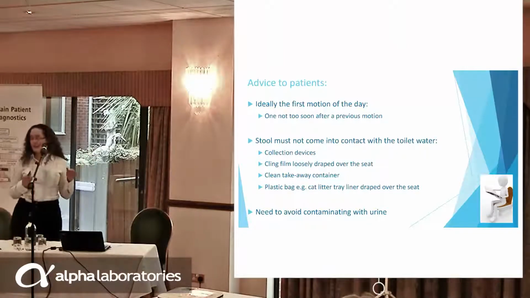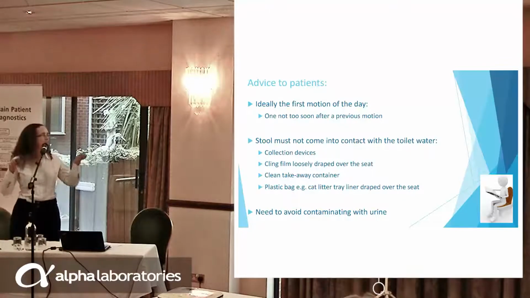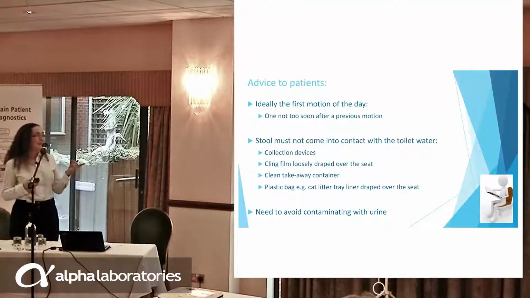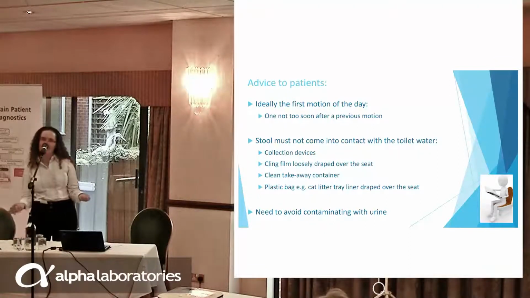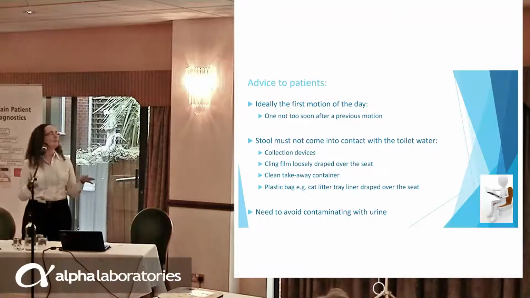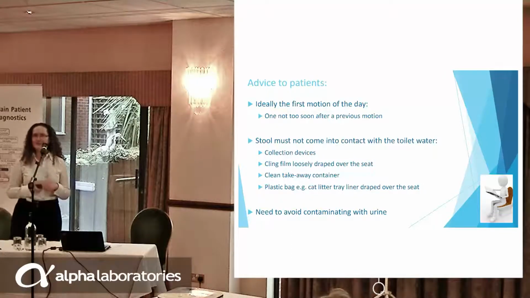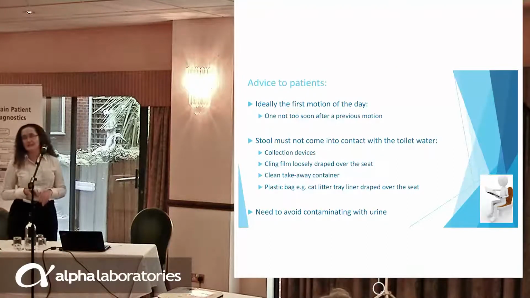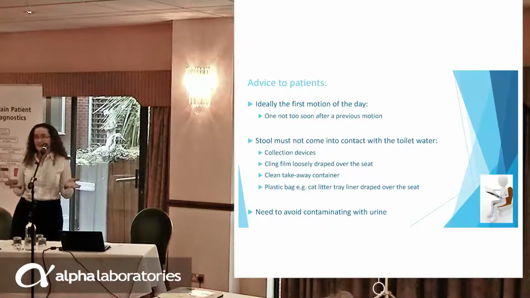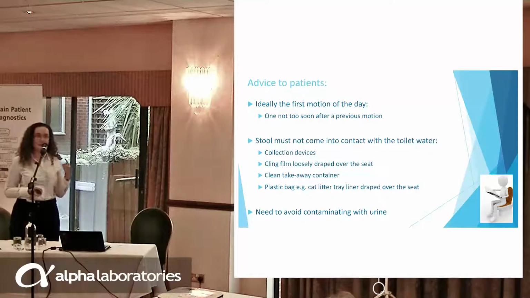But cling film has been used, obviously loosely draped, not tight, so that you can collect it in the dip. You can have clean takeaway containers, or plastic bags are actually quite useful because you can drape those over the toilet seat, again with a dip, so that you can collect it and then obviously dispose of it afterwards. And the other thing that patients need to really remember is they mustn't get it contaminated with urine, because if you've got a liquid sample, all you're doing is effectively diluting the level of calprotectin that's in there. So that is another critical one, they must avoid doing that.